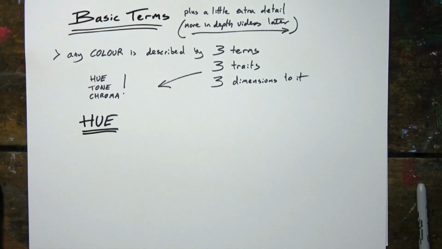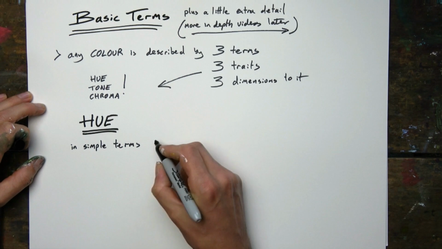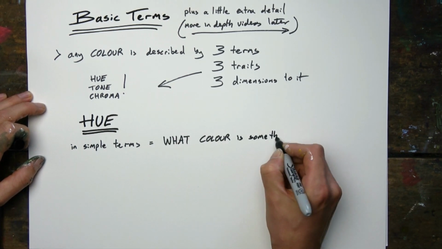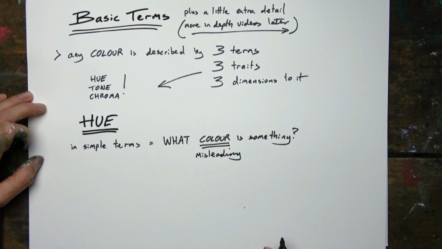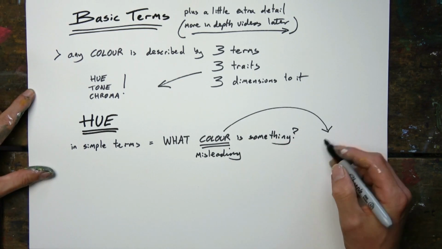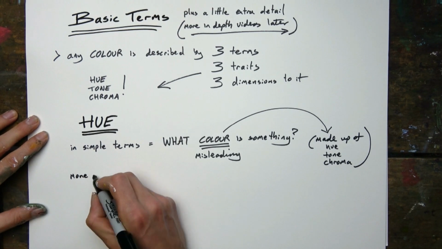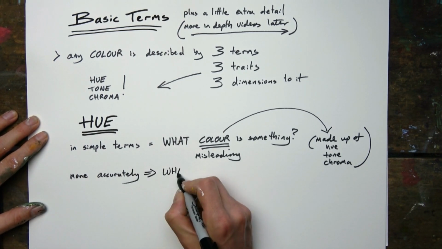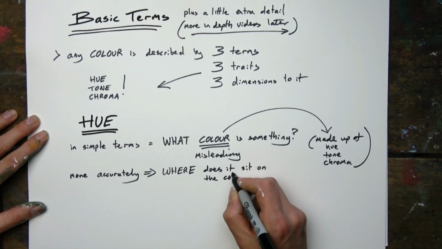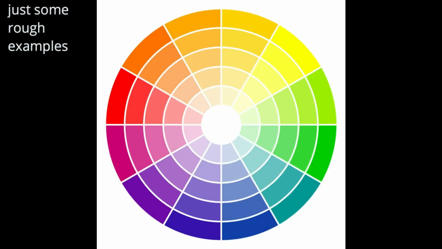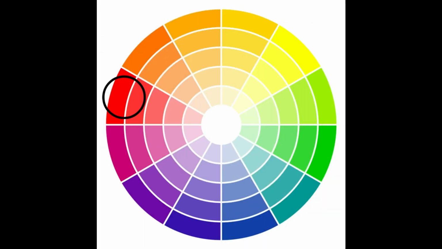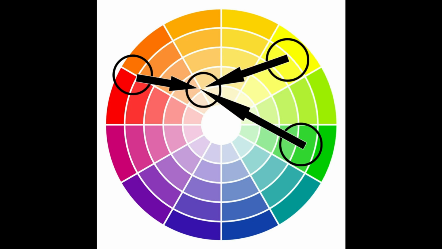So first up we're going to look at hue, and in very simple terms it's basically what colour is something. Although using the word colour is slightly misleading, because as we've seen, a colour is actually made up of hue, tone, and chroma. So more accurately we could say, where does it sit on the colour wheel? So for example, is it blue? Is it red? Is it orange? Is it turquoise? Is it a slightly bluey green or a slightly reddy purple? Or even a reddy orange with a touch of green, a hint of yellow, plus I dropped some white in there by mistake.